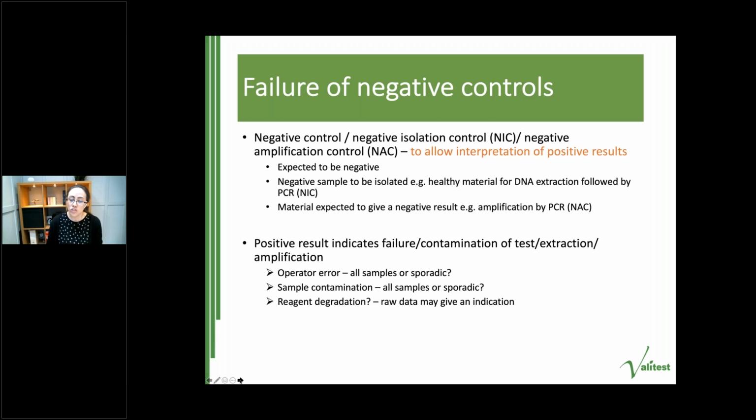Failed negative controls quite often indicate contamination at some point in the process. That could have been contamination during extraction, or aerosol contamination whilst preparing the test. So it could be sporadic, or it could be across all samples, or it could have just been an error.